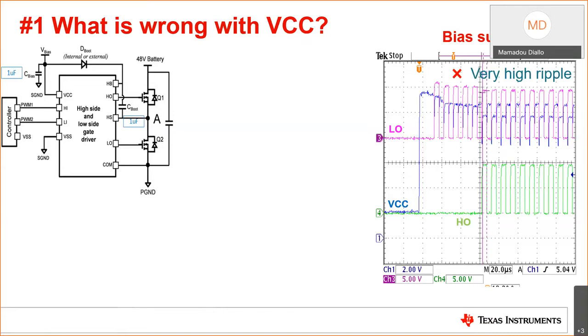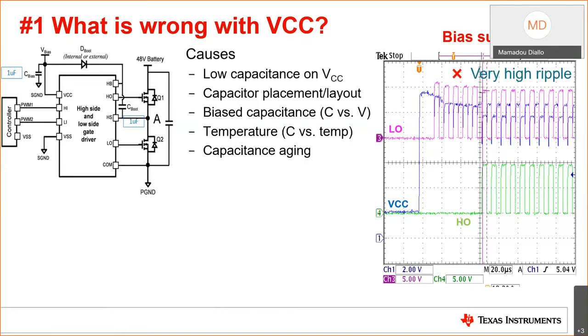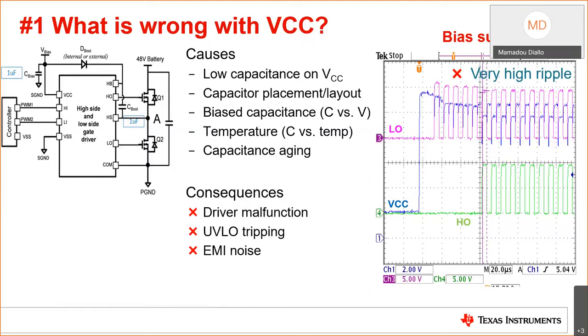This situation may cause very high ripple on the VCC supply, leading to driver malfunction, as shown on the waveform where HO and LO are simultaneously switching, potentially causing shoot-through. As it is, the bias cap is not correctly sized to allow for capacitance shift occurring from DC bias and temperature variations. This can lead to UVLO tripping if the ripple on the VCC reaches the UVLO threshold and disables the gate driver. Another result from this issue is the circuit being susceptible to EMI noise.